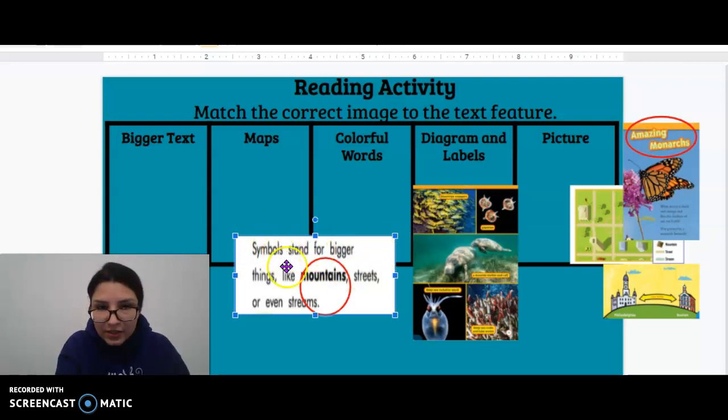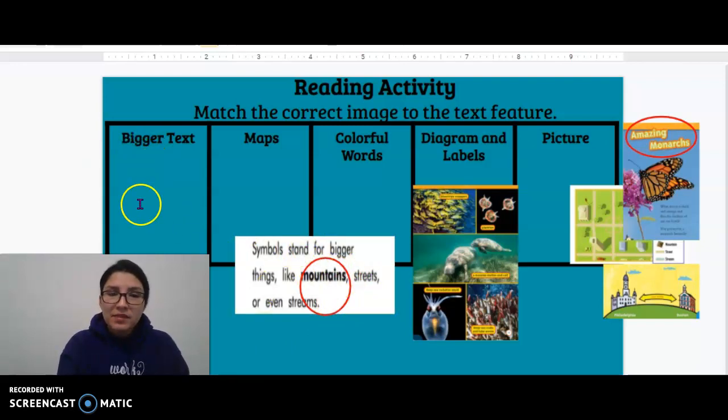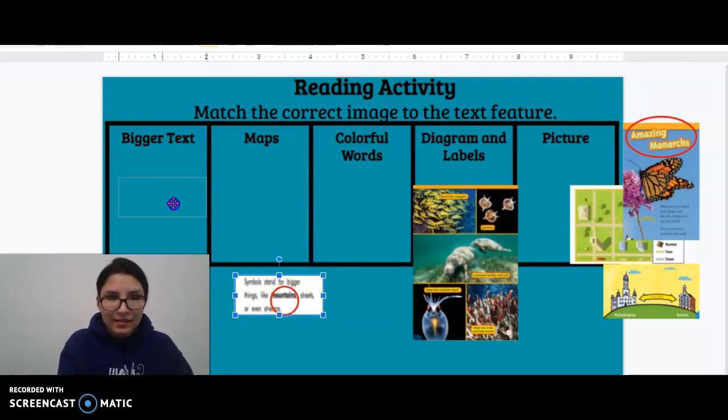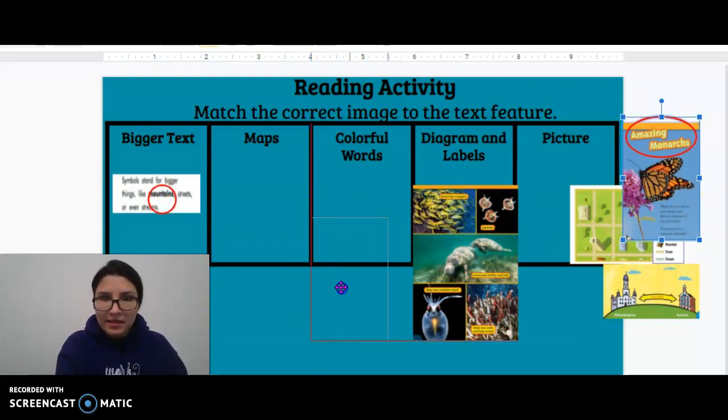See, here's the smaller text, and here's this one. This one's bigger, it's darker, okay? Remember, sometimes someone might mention bigger text and refer to it as bold words or keywords. So they mean the same thing, but this is an example of, yes, one, bigger text. Good job.